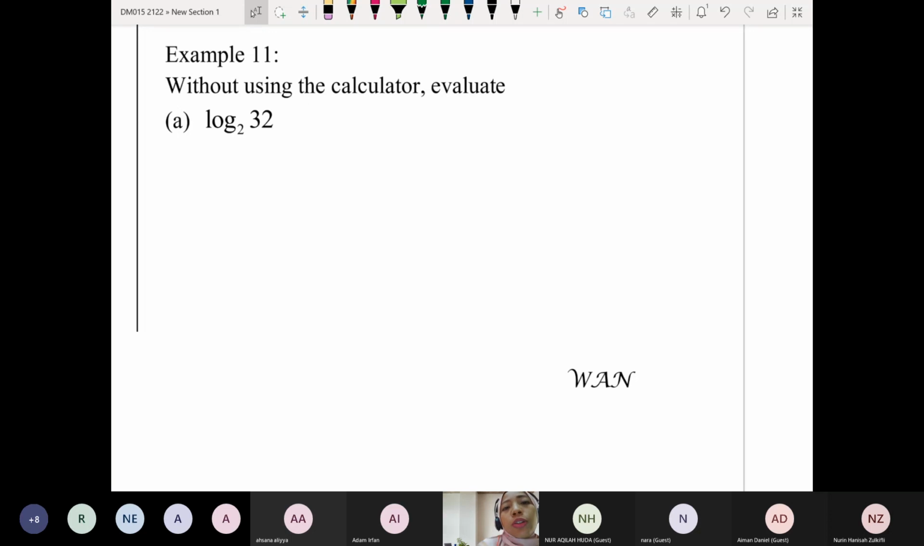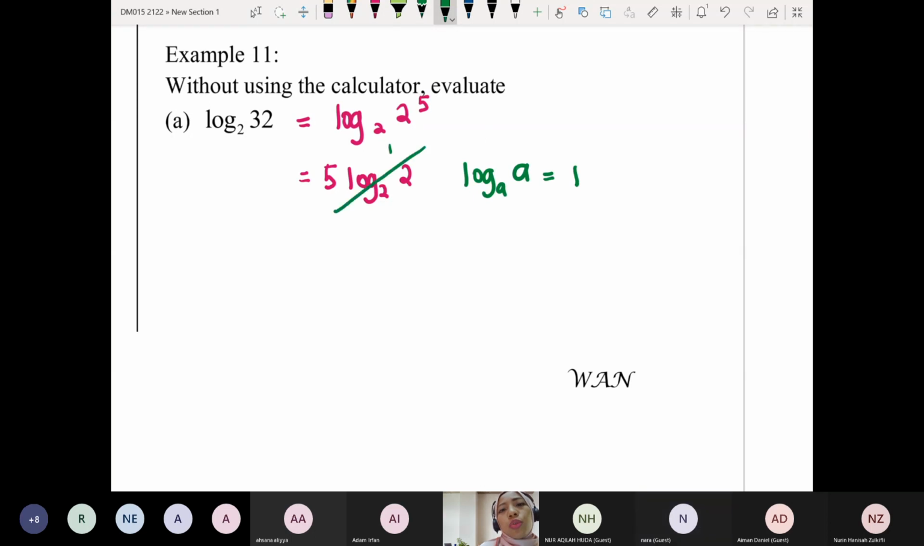And then you figure out that 32 is equal to 2 to the power of 5. By using the log properties, the 5 at the back you can bring to the front. Why do you want to bring it to the front? Because later on you want to cancel out. You know that log a base a is equal to 1. So this will equal 1, and 5 times 1 will give you 5. Did you use any calculator to solve this kind of problem? No.